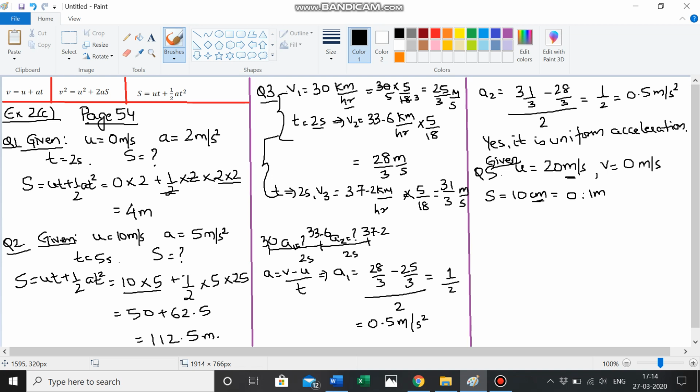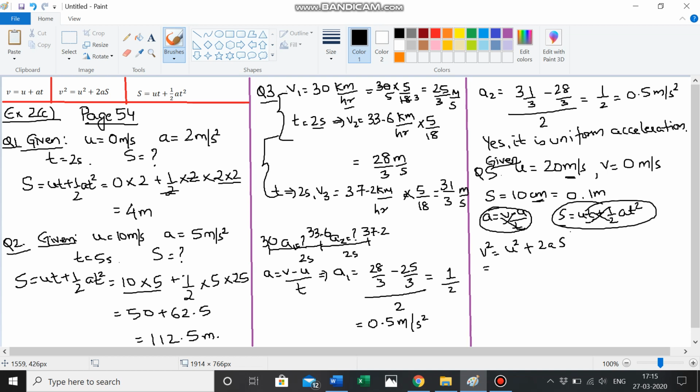So let's see what I can do. What do I have to calculate? I have to calculate the retardation, which means I have to calculate acceleration. So A is equal to V minus U upon T. Well, final velocity given, initial velocity given, time not given. So this formula doesn't work. Let's look at S is equal to UT plus half AT square. S given, U given, T not given. So this formula also doesn't work, which means the formula I'll have to use is V square is equal to U square plus 2AS.